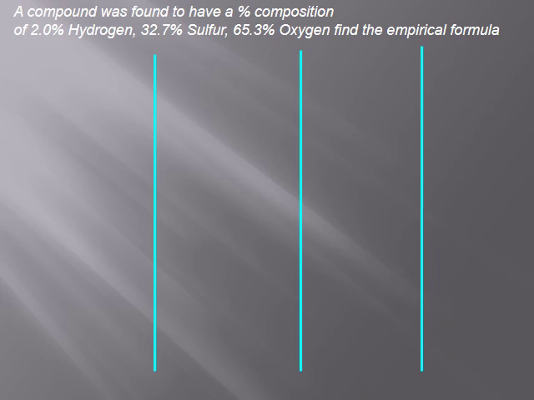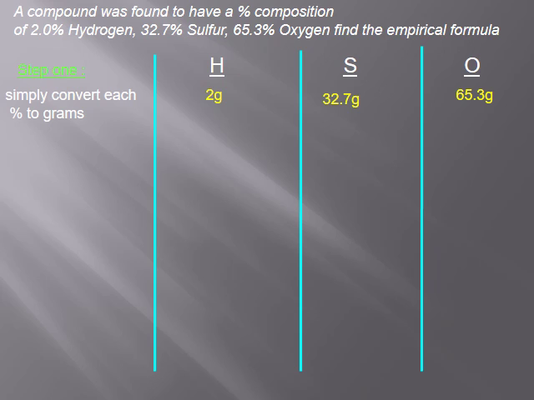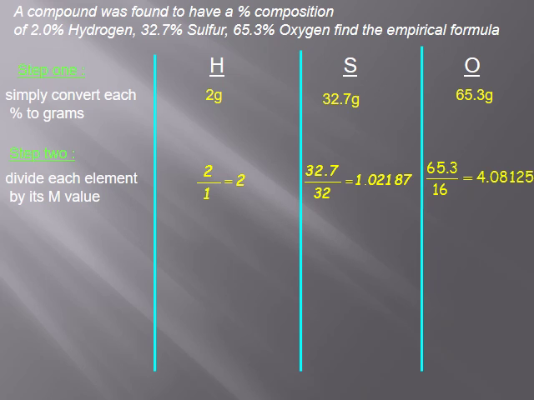Okay, so the first thing you have to do is convert these percentages to masses. So just say it's going to be 100 grams. So you end up with 2 grams of hydrogen, 32.7 grams of sulfur, and 65.3 grams of oxygen. Then you've got to convert to moles. So it's mass to mole. So the number of moles equals mass over molar mass. So it's going to be 2 divided by 1, 32.7 divided by 32, and 65.3 divided by 16 to give 2, 1.02, and 4.08 respectively as the moles of each.